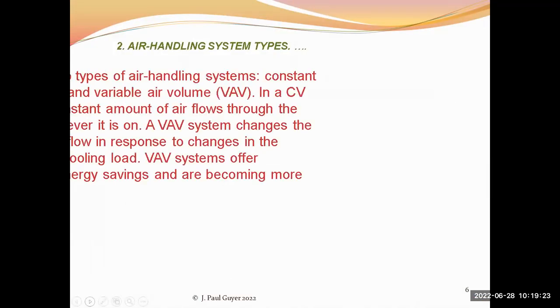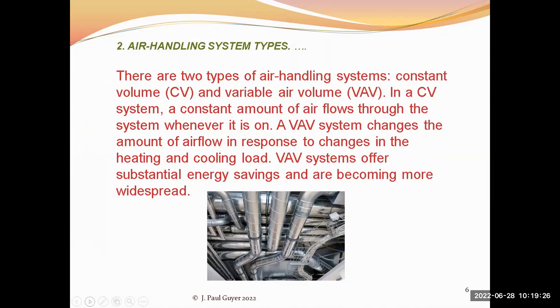Now, air handling systems. There are basically two types of air handling systems, constant volume and variable air volume. Now, with a constant volume system, the quantity of air that's coming out of the fan and going into the ductwork distribution system remains constant. And the fan pushes that quantity of air through the ducts to the occupied space, where it discharges into the space and provides cooling and heating.